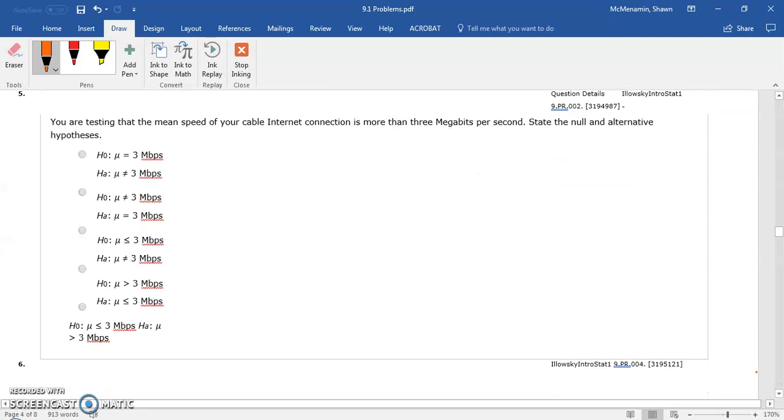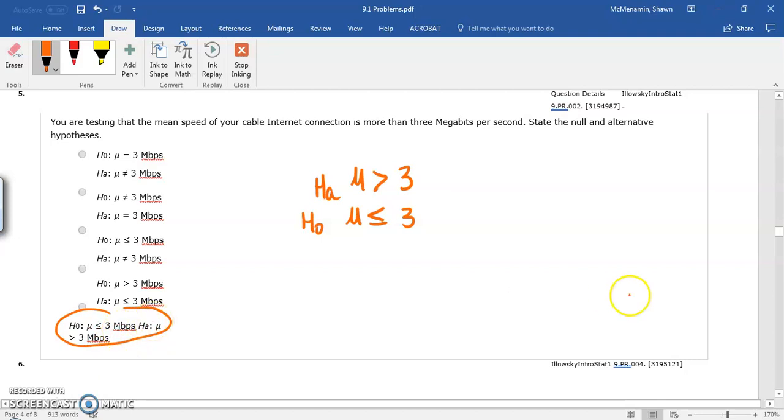You are testing that the mean is more than 3. So the opposing view would be less than or equal to 3. So this is your null and this is your alternative. So the null is less than or equal to 3. So it's this one. So mu is less than or equal to 3. The HA's mu is greater than 3.